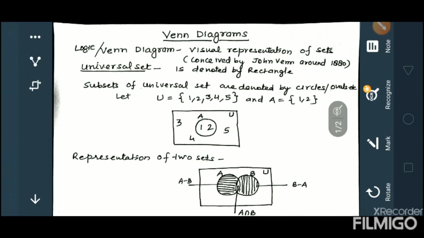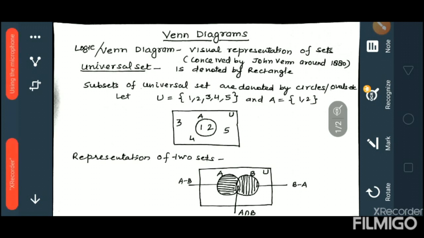Hello students, today I am here with sets part 3, and in this section we shall discuss Venn diagrams, their applications, their uses. First we define Venn diagrams.